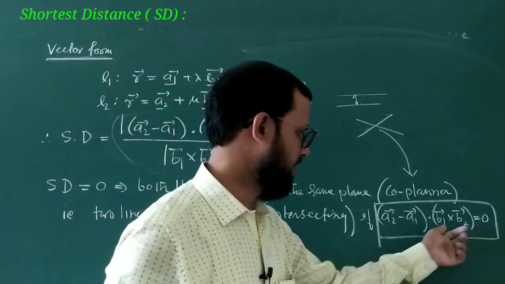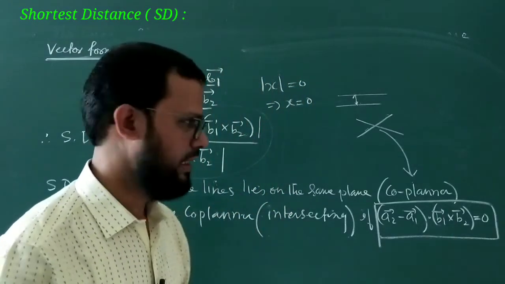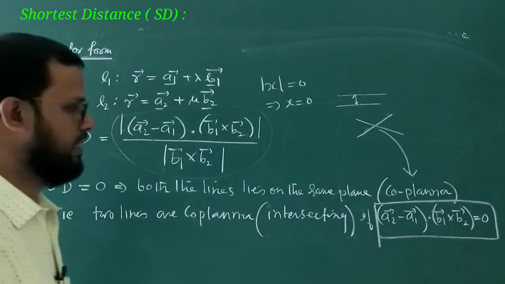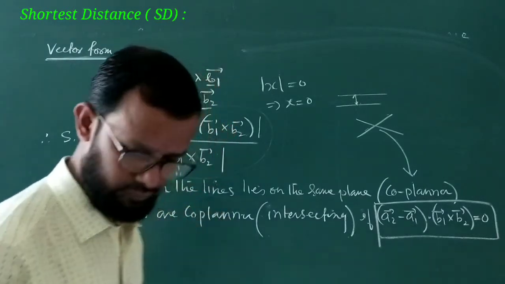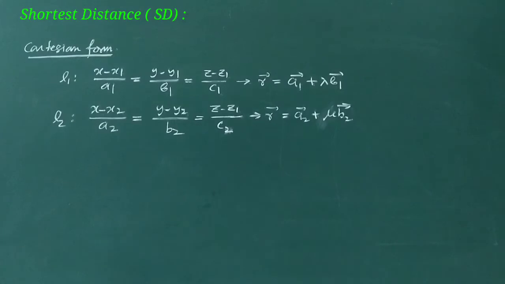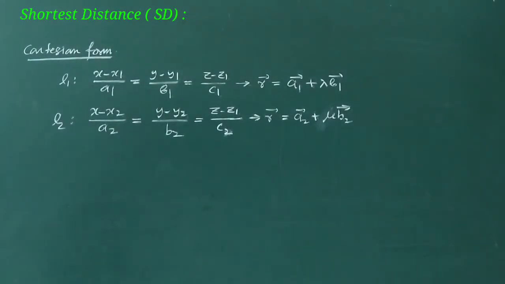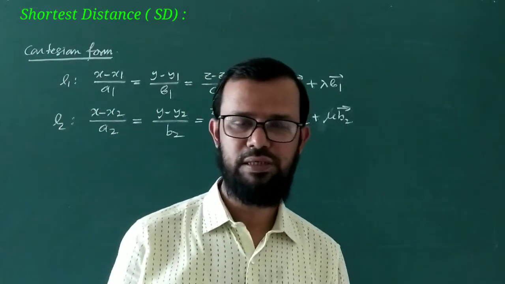In this way we have to find, then take dot product, and after taking dot product if you get 0, then you can finally conclude that both the lines are coplanar. This is the condition of two lines being coplanar. Okay. We are going to find the shortest distance between two lines in Cartesian form. Earlier we have discussed the shortest distance between two lines in vector form.